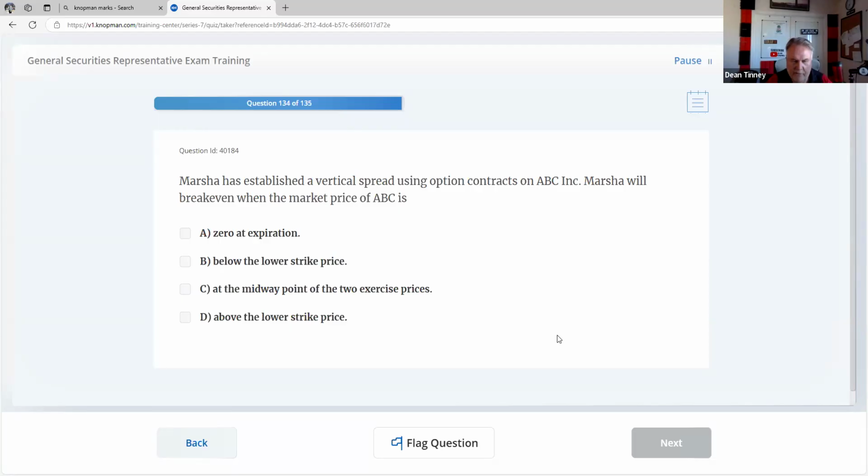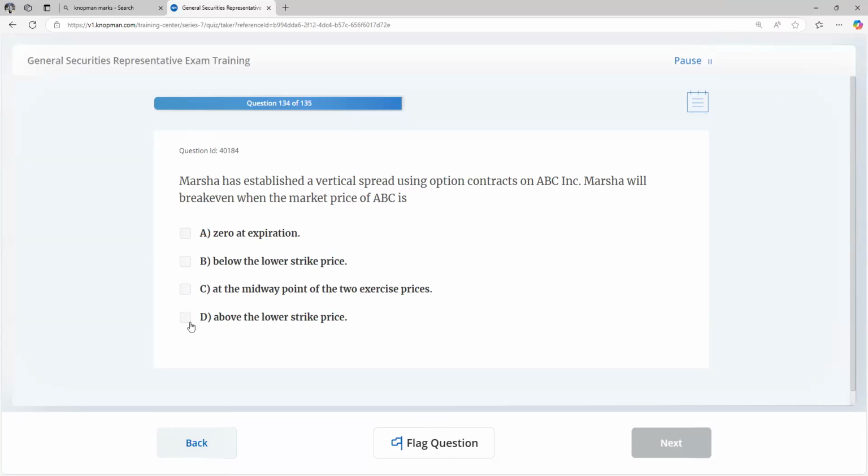Well, I don't think that's true because remember, it would be whatever that net debit is above the lower strike. Yeah, I don't know. This is a tough one. I think by process of elimination, I'm going to go with either C or D. I like C intellectually, but it's not the midway. It would be whatever the net is above the lower. So now I'm just thinking of spreads above the lower. So if it's a call spread, no, it's below the lower, right?